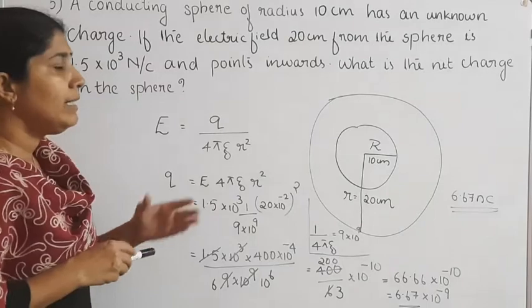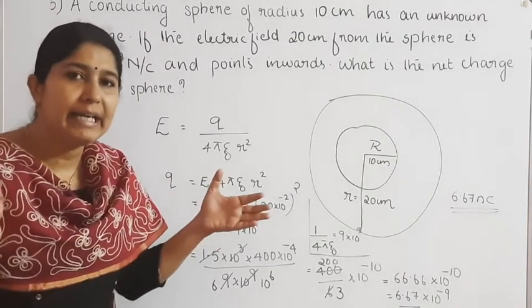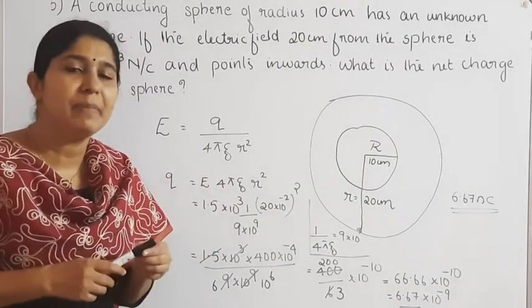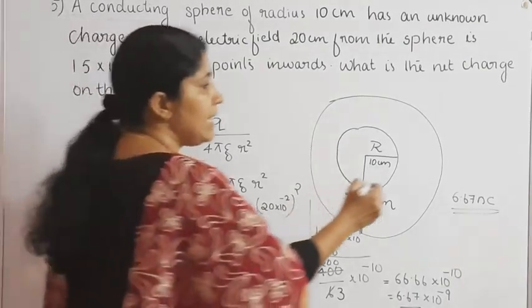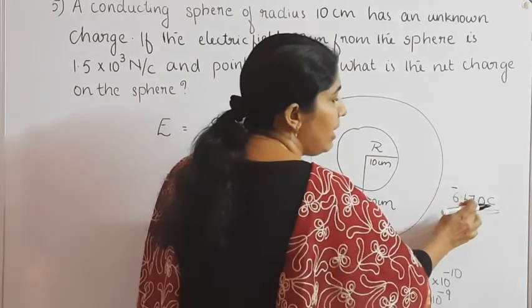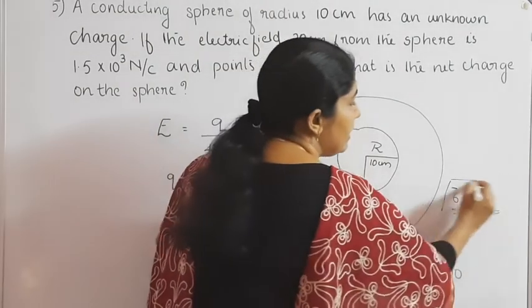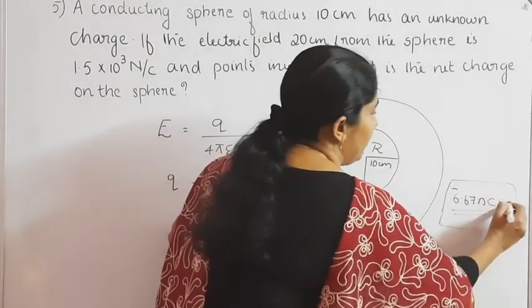Here the electric field lines are radially inward. Radially inward means it's a negative charge. So, we can write it as negative 6.67 nano coulomb. This is the charge given to the sphere.